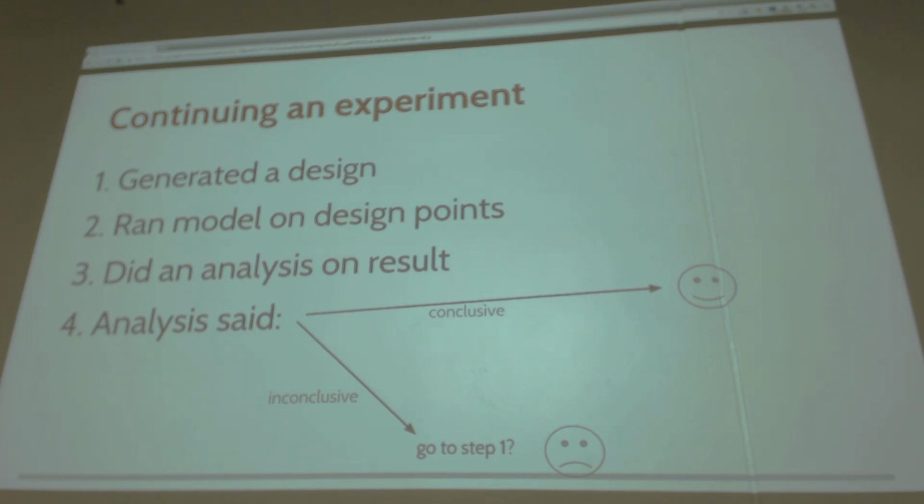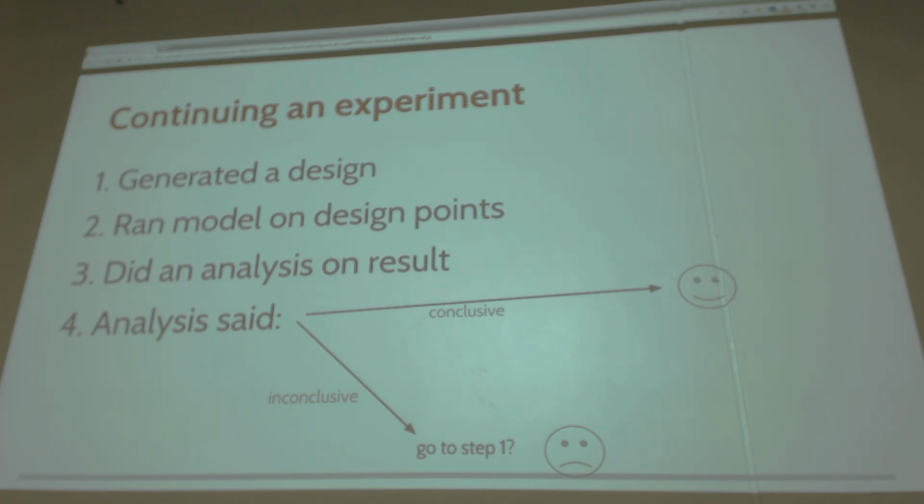Okay, now here's another question. Suppose you generated an experiment design and you ran a model. For example, you generated a really big orthogonal array that's all neat and symmetric, and you ran a model on its points, and you did some analysis on it. And the analysis said, I don't know, there are not enough points to tell anything with confidence.